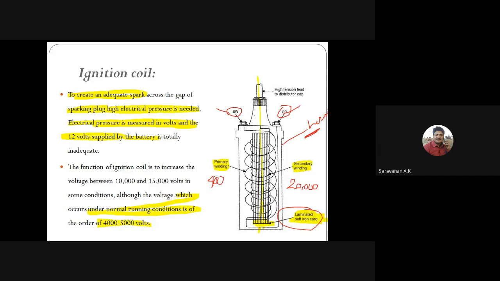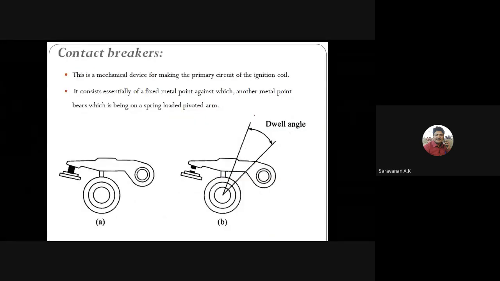Then we can see the contact breaker. What is the contact breaker, right? It is the device that makes and breaks the primary circuit of the ignition coil, and it consists essentially of a fixed metal point, against which the other metal point breaks. The second one is the spring-loaded pivoted arm, right?